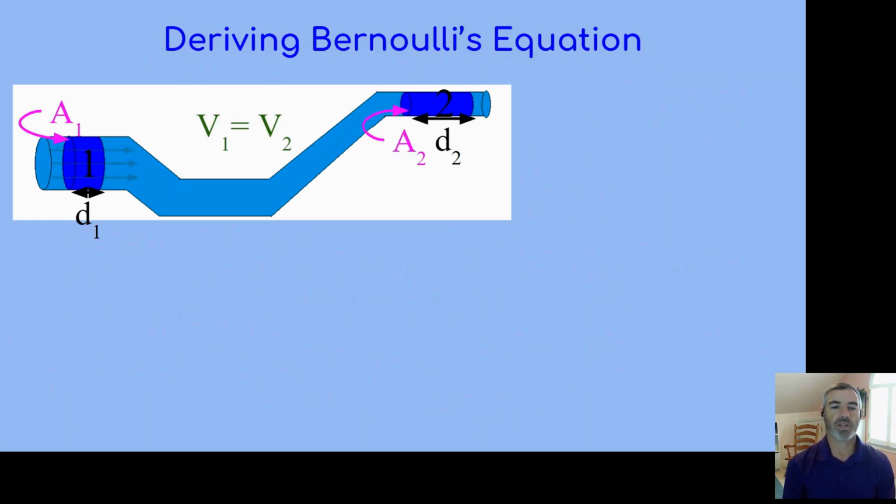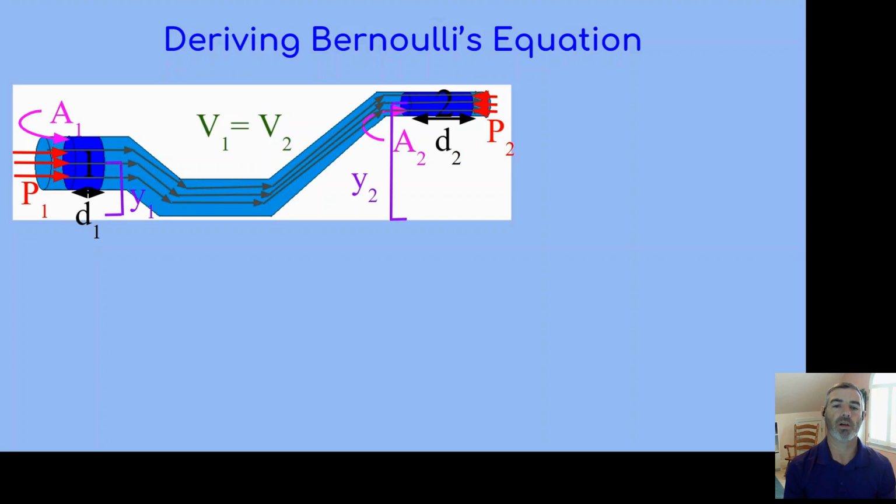What we know is that the fluid is going to be moving from left to right. This is important because if it's moving from left to right, what that tells us is that the pressure pushing on the left side is going to be greater than the pressure pushing back on the right side, which is why the fluid flows through the pipe from left to right. Now we also need to know the height of the pipe from the lowest point, so we'll call that Y1 to the middle of the pipe at volume 1, and we'll call the height from the lowest point of the pipe to the middle of volume 2, Y2.